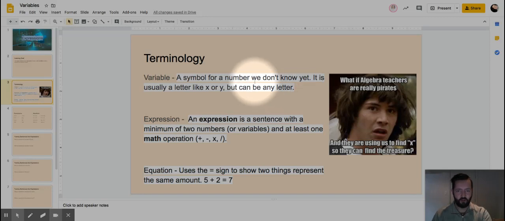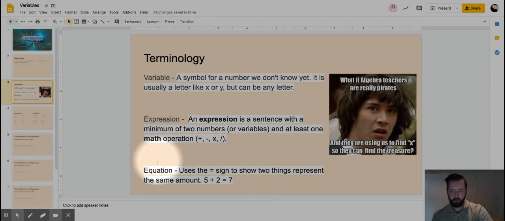So a lot of times, we're going to be moving into algebra. And in algebra, we use letters to represent numbers that we don't know yet. So that's the definition of a variable. And then the second definition here is expression. An expression is a sentence with a minimum of two numbers or variables and at least one math operation. So the four basic math operations are addition, subtraction, multiplication, and division. And so anytime you see a mathematical sentence that includes two numbers or a number and a letter that are separated by one of these operations, we're dealing with an expression.